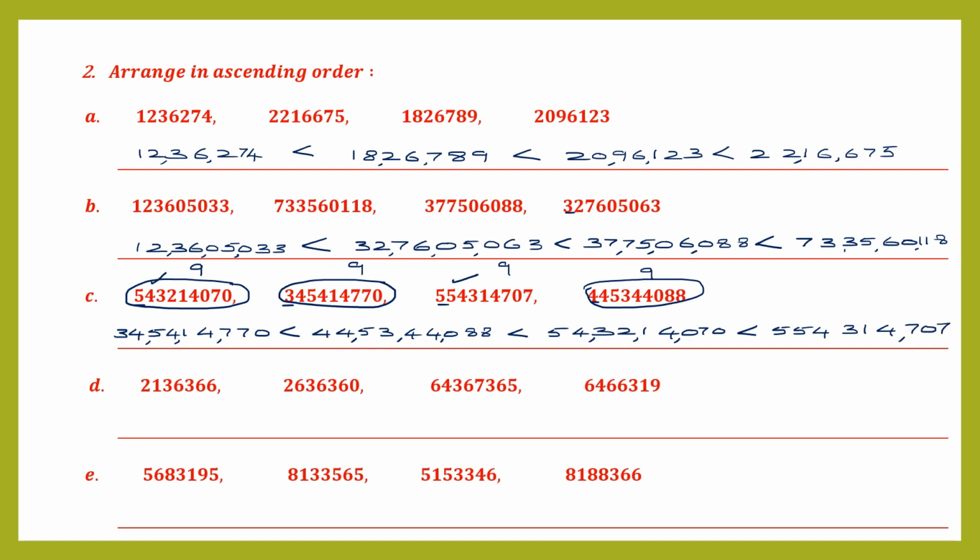Put commas according to the Indian system and let's read: 54 crore 43 lakh 14,707. So we finished question C. Let's go to question D.